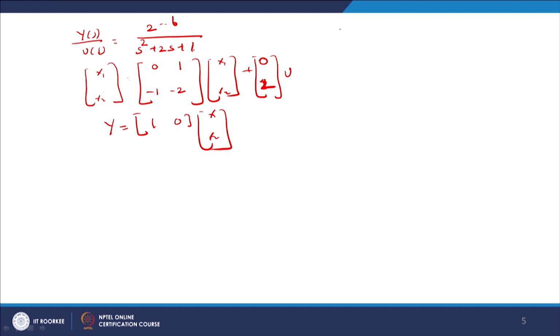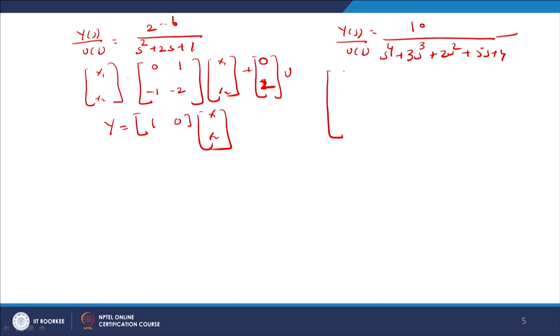Similarly, we can take another example also, Y(s) equals 10 divided by s^4 plus 3s^3 plus 2s^2 plus 5s plus 4. This is a fourth order model. Now, we have to write it down in state space form. How do you write it? It is fourth order, so how many states will we take? We take 4 states, x1 dot, x2 dot, x3 dot and x4 dot.